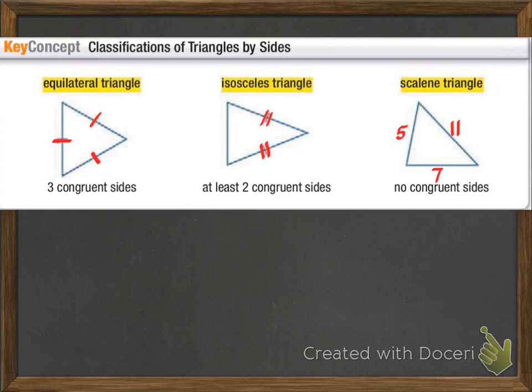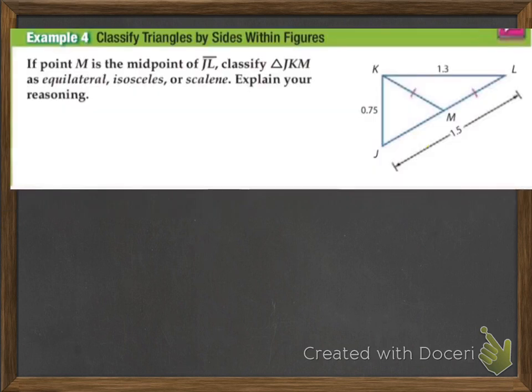All right, so let's take a look at the last example. If we want to classify this triangle by sides, we're going to say M is the midpoint of segment JL, so I'm just going to highlight the midpoint right here. Okay, we want to classify triangle JKM, so I'm going to highlight triangle JKM. We want to classify that triangle as equilateral, isosceles, or scalene.